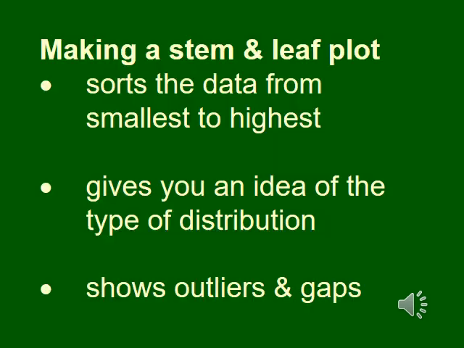When you see a finished stem and leaf plot, it's a little bit easier to see things like what's the smallest number, what's the biggest number, where is there a gap, what kind of distribution do I have. There's all kinds of different things that can be told more easily when it's organized like this than when it's just a bunch of numbers. The main things we hope to accomplish by making a stem and leaf plot are sorting the data from smallest to largest, getting some sort of idea of what type of distribution you have, and finding gaps and outliers.